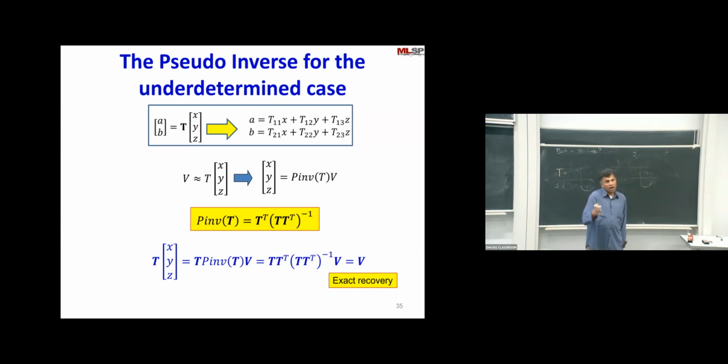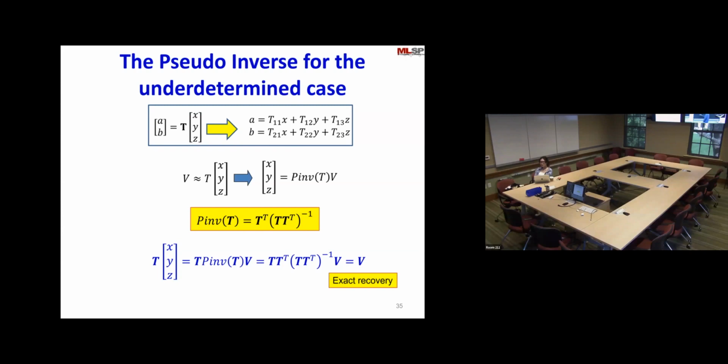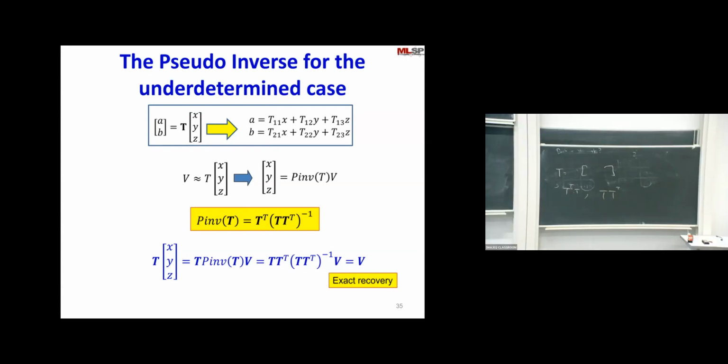If it's underdetermined, I'm going from a higher dimensional space to a lower dimensional space. What is the shape of it? It's going to be wide, right? So if it's going to be wide, can I invert T? Obviously not, right? Suppose we consider T transpose T and T T transpose. Which of these two is likely to be inverted?